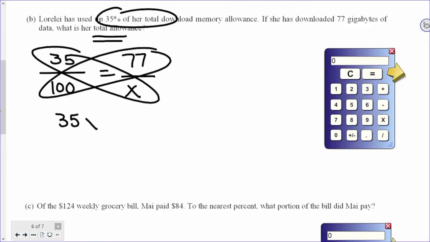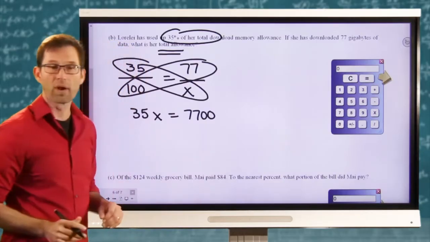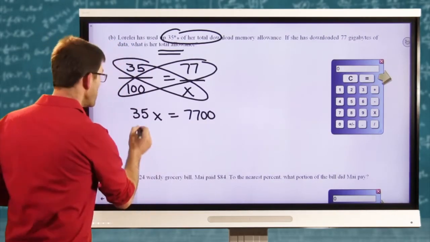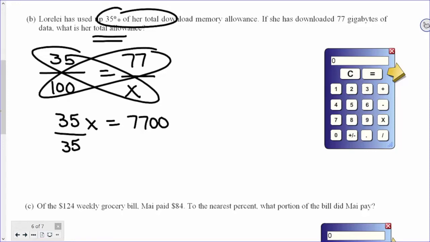We'll get 35 times x is equal to 7,700. I'm not going to do that one on the calculator. But then I can divide both sides by 35. All right, and I need my calculator now for that. 7,700 divided by 35 equals 220.